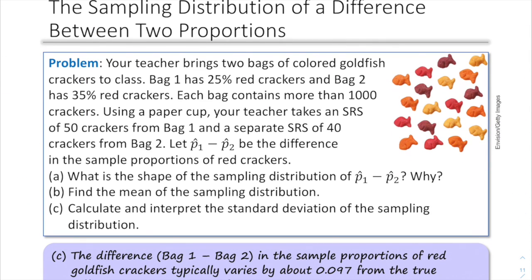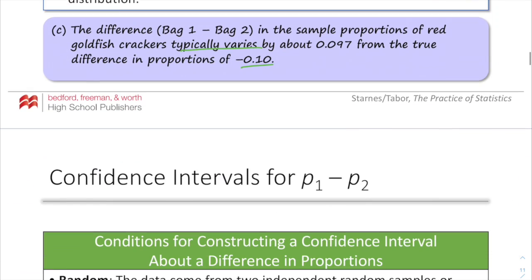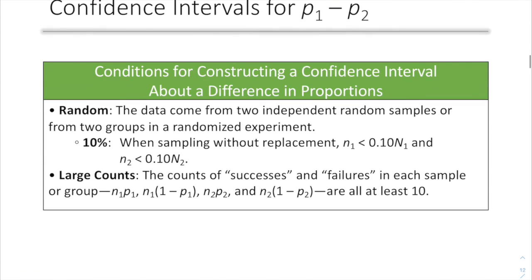Then it told us to interpret that standard deviation. So the difference in the sampling proportions of red goldfish crackers typically varies by about 0.097 from the true difference in proportions of negative 0.10. Alright, so what does this mean for confidence intervals?